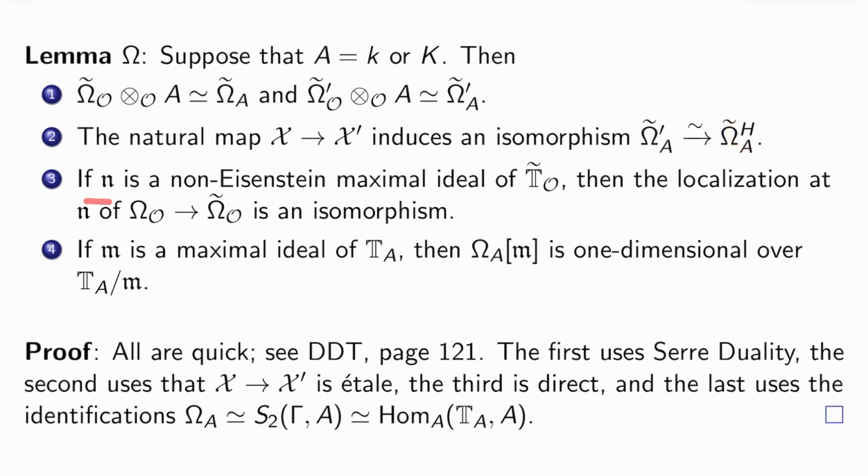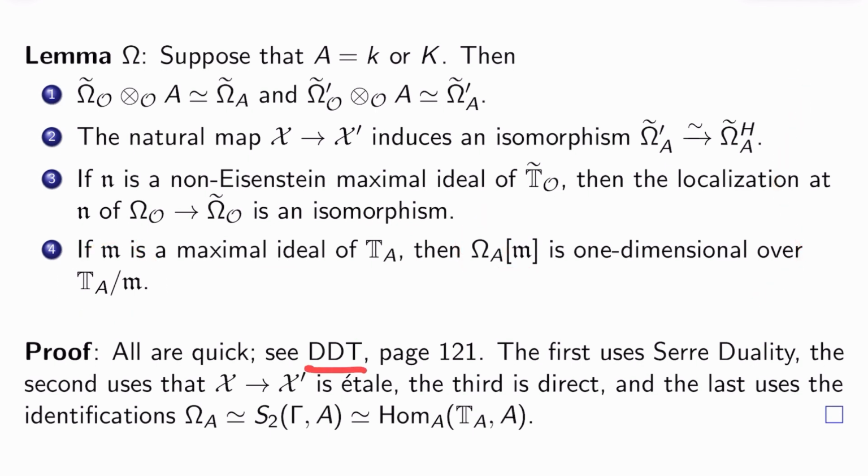If n is a non-Eisenstein maximal ideal of T tilde sub O, then the localization at n of the map omega sub O to omega tilde sub O is actually an isomorphism. So once you localize here at n, you get an isomorphism. Finally, if m is a maximal ideal of T sub A, then the m annihilator of omega sub A is one-dimensional over T sub A mod m. Okay, and actually none of these are hard to prove.